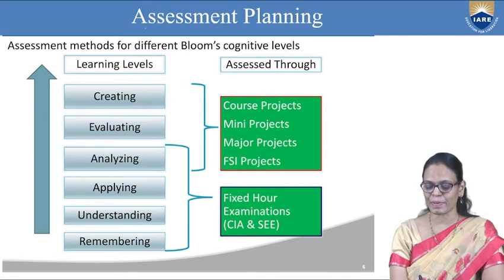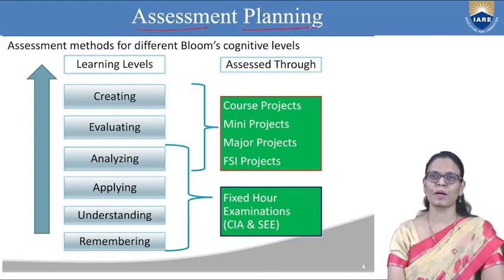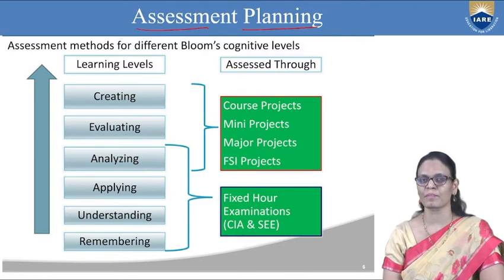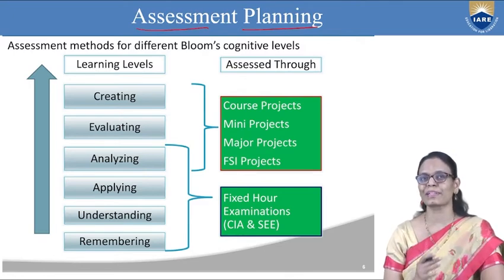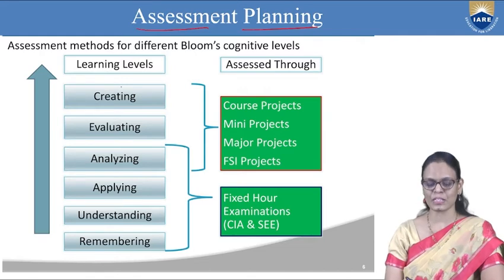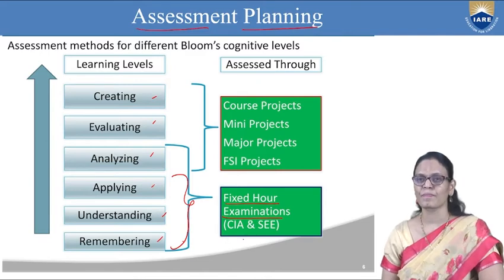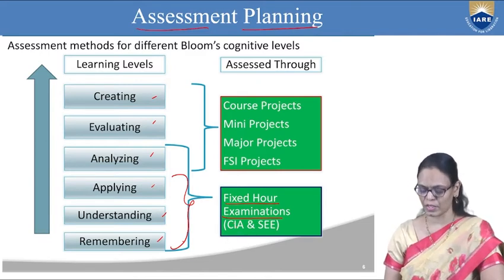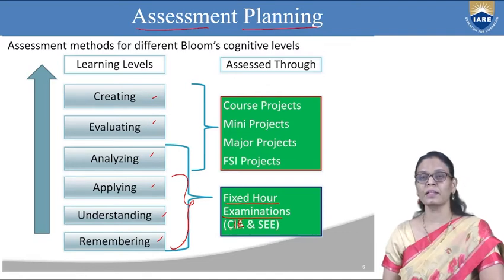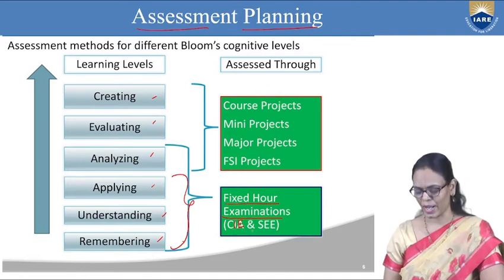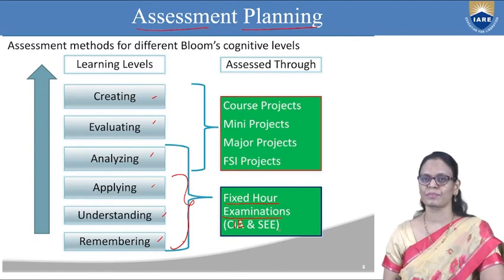Now, when it comes to assessment planning, once the program outcomes are set and the course outcomes are there, how do we assess whether they are being met or not? So what are the learning levels we have? We have 6 different learning levels: remembering, understanding, applying, analyzing, evaluating, and creating. So the first 3 levels are assessed with fixed hour examinations. Fixed hour examinations are our CIE, that is continuous internal evaluation, and semester end examinations.